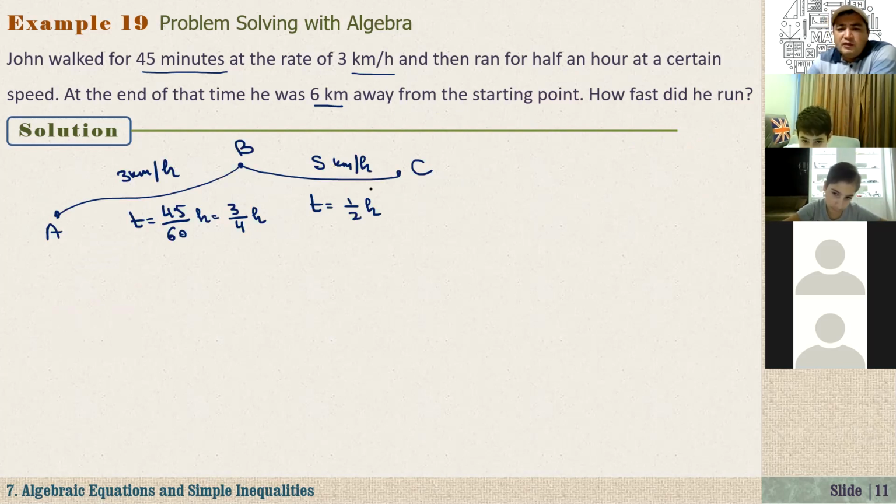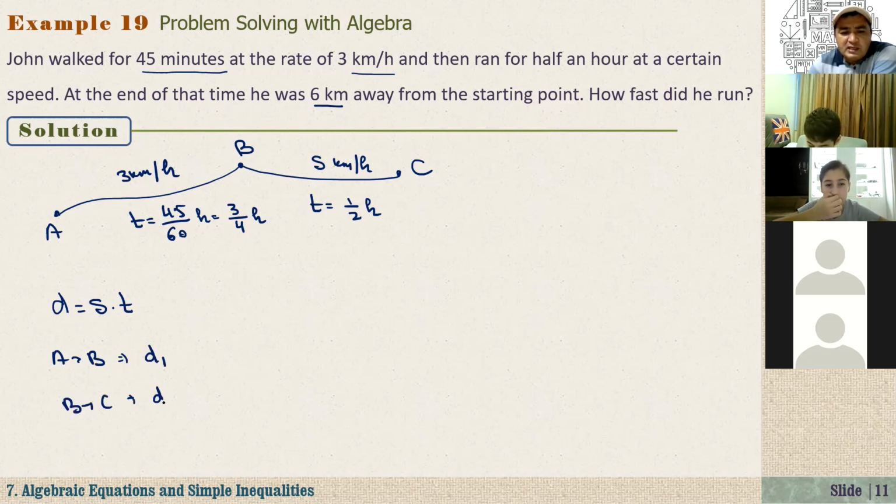From A to B, we are just going to use this formula: distance equals speed times time. From A to B is the first part of the distance, and B to C is the second part. It says that at the end of the time, he was 6 kilometers away from the starting point. We don't know the distance from A to B, so let's say from A to B the distance is D1. From B to C, the distance is D2.